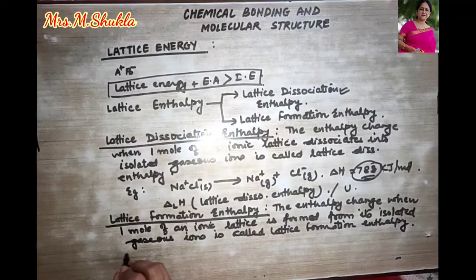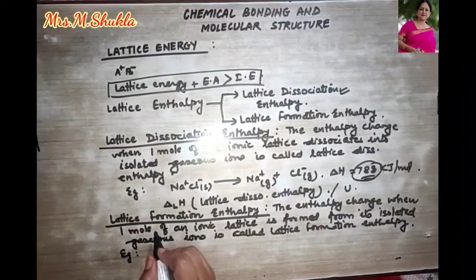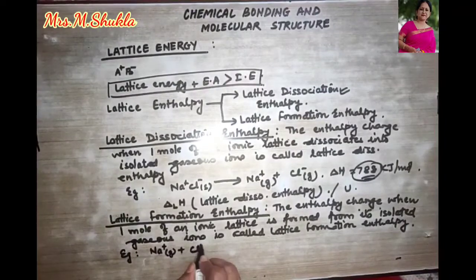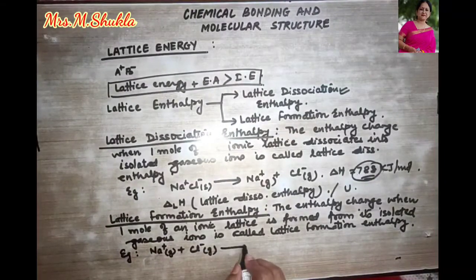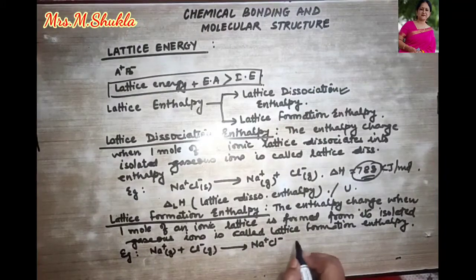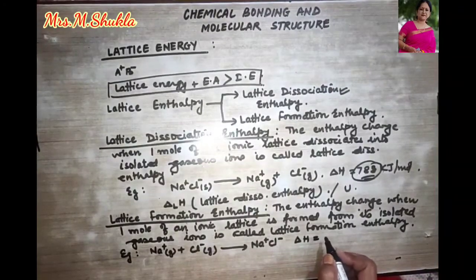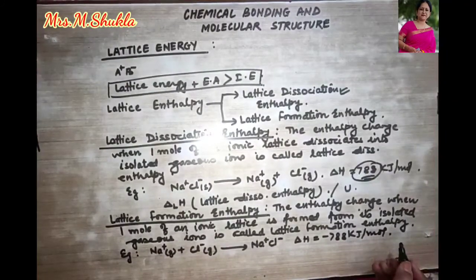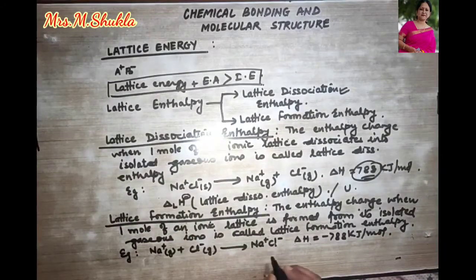enthalpy, right? So for example, let me write it in terms of NaCl only, that is Na in its gaseous state combines with the chloride ion, also in its gaseous state. What is it going to form? It is going to form 1 mole of your NaCl ionic lattice, right? Where your delta H will be equal to minus 788 kilojoules per mole. Fine. So how do we denote lattice formation enthalpy? We denote lattice formation enthalpy by delta Hc. Okay. So this is how we show the lattice formation enthalpy.